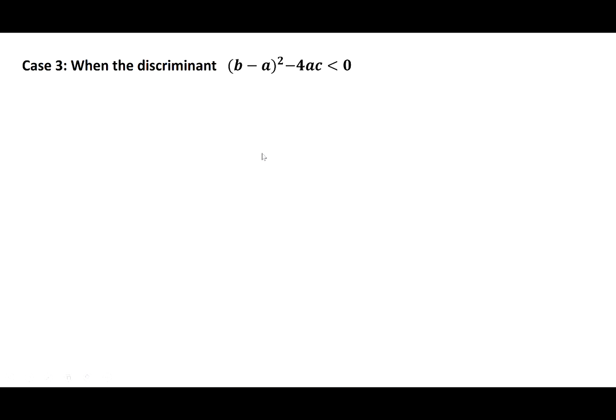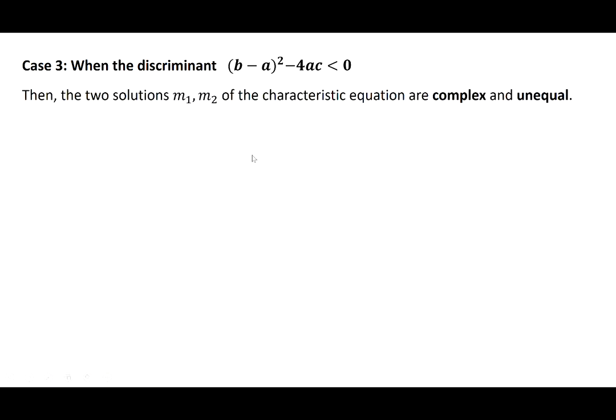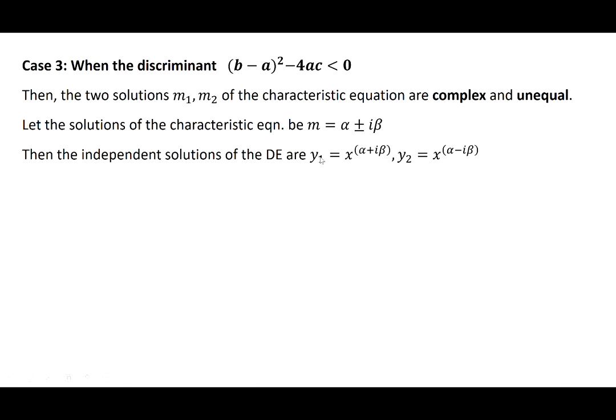Final case. What if the discriminant is less than 0? That means the roots are alpha plus or minus i beta. They are complex conjugates, and so we should say x to the alpha plus i beta and x to the alpha minus i beta are the two solutions. They are linearly independent. But when it comes to finding the general solution, we can say some d1 x to the alpha plus i beta plus d2 x to the alpha minus i beta.